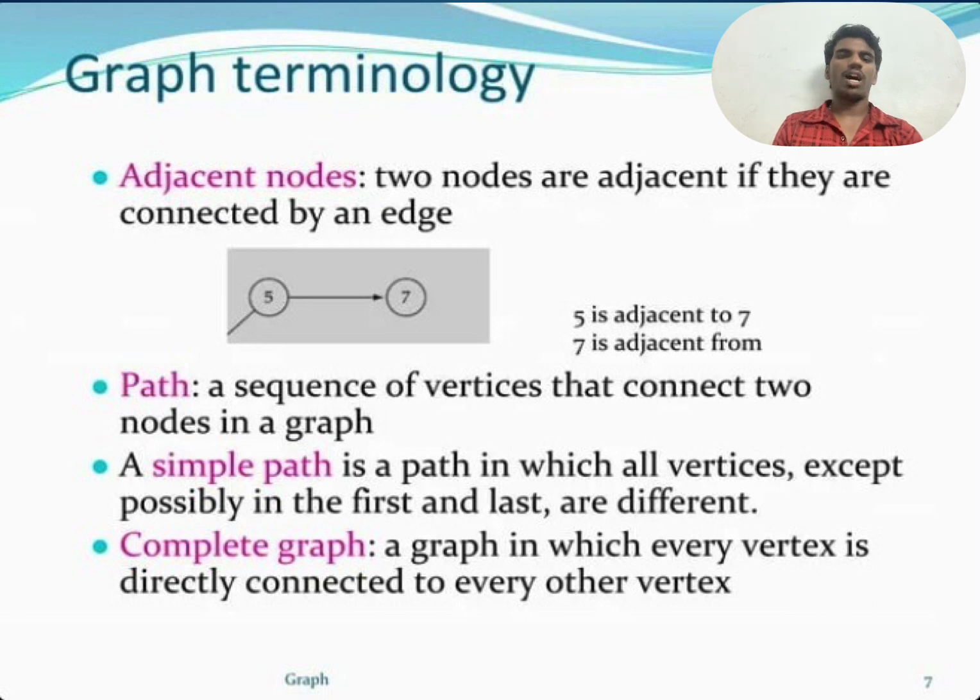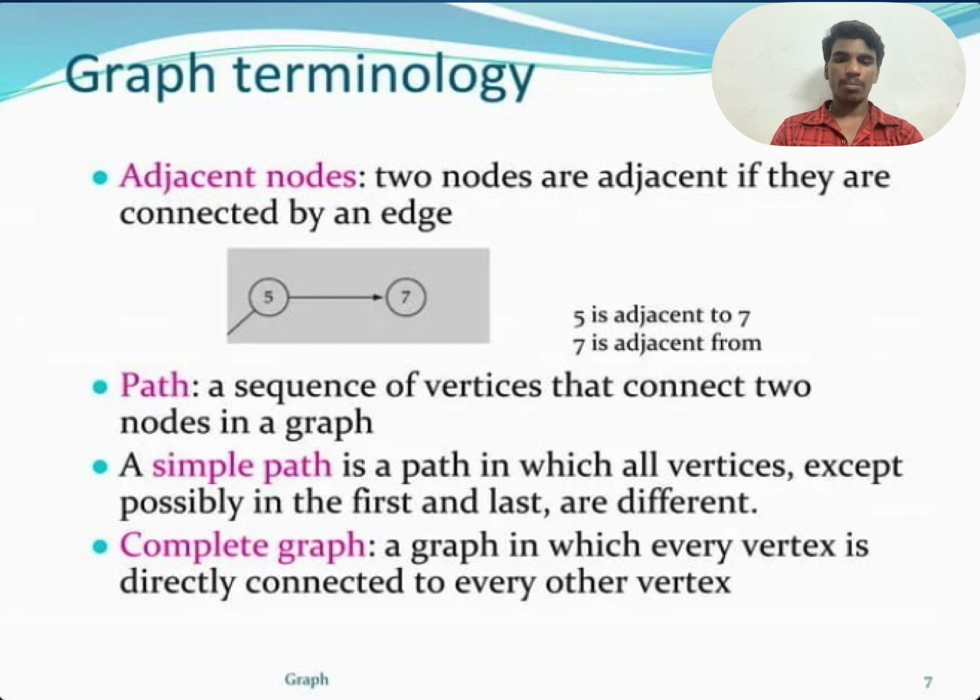Graph terminology. Adjacent nodes: two nodes are adjacent if they are connected by an edge. Here 5 is connected to 7, so 7 is adjacent to 5. Path: a sequence of vertices that connects two nodes in a graph. For example, 5 to 7 is a path. A simple path is a path in which all vertices, except possibly the first and last, are different.